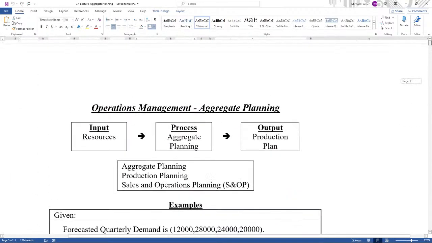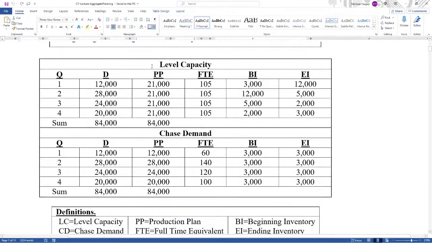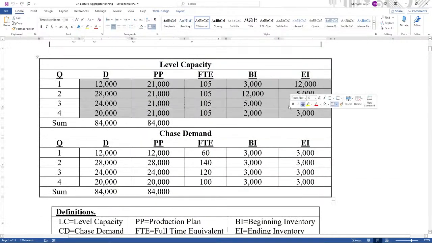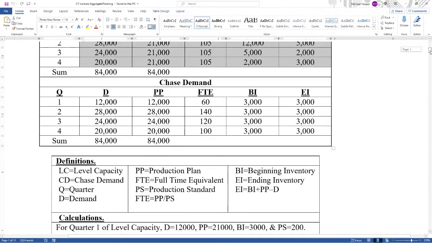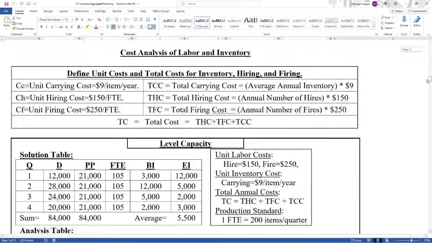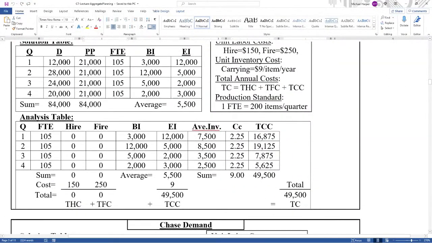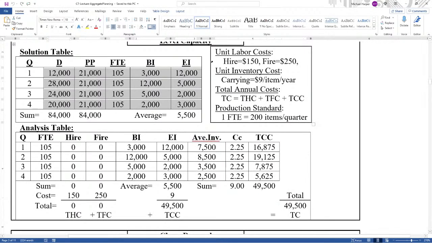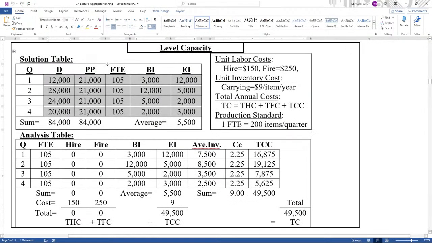The very first page, page 1, this table here for level capacity, I'm copying this down. I'm calling that my solution table. I just copy it down to here. Now, the reason I call it a solution table is because this is really a description or a solution of level capacity for this problem.